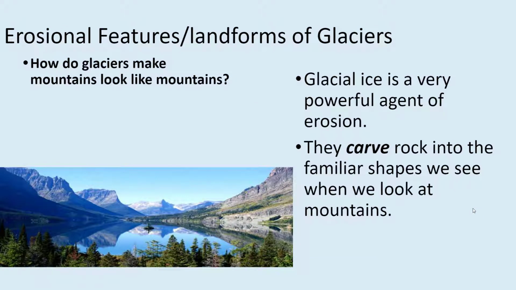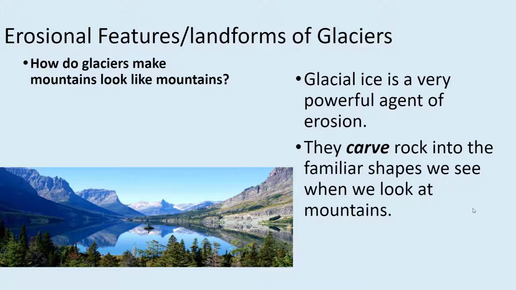All right, so let's talk about erosional features first. So, again, you guys, you might be trying to answer this question. How do glaciers make mountains look like mountains? Well, glacial ice is a very powerful agent of erosion because, like I said before, you guys, you can have glaciers that are hundreds or thousands or even miles thick. And if you've got ice that's that thick, it's going to do some damage.